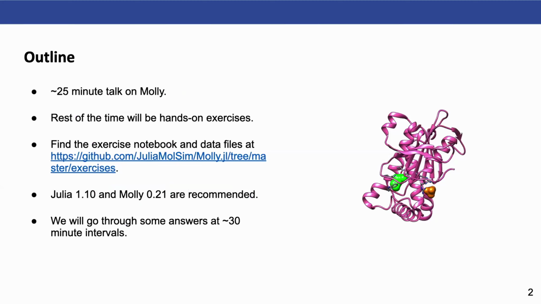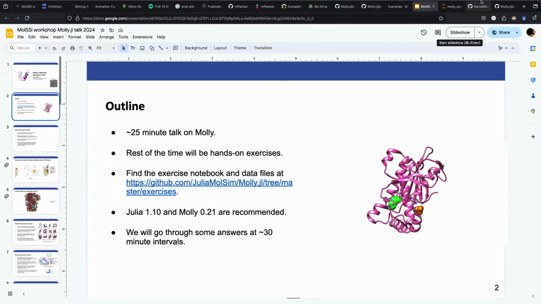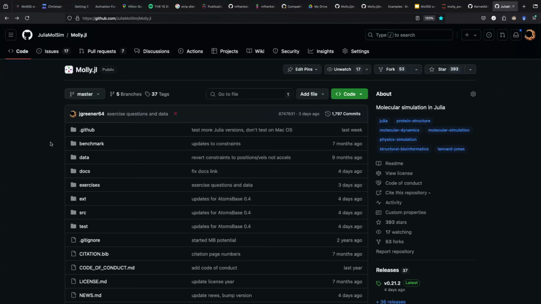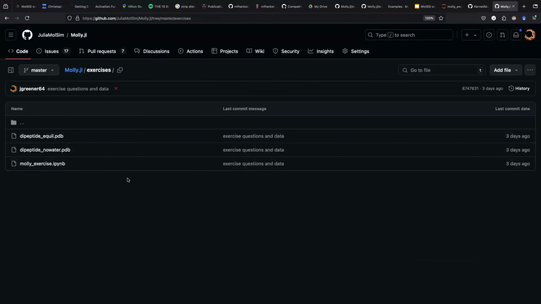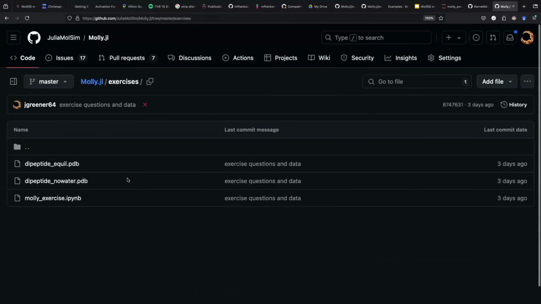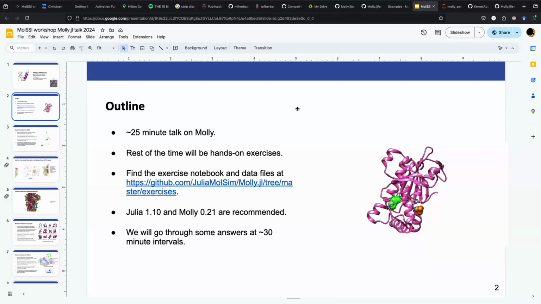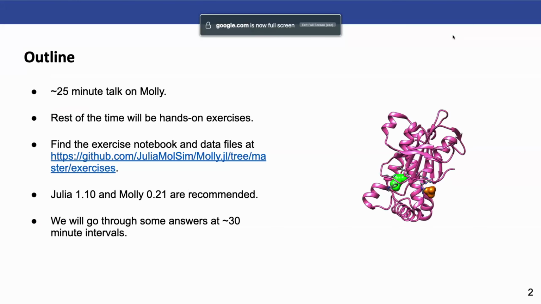You can find the exercise notebook now if you want to have a look or start setting it up. It's on the GitHub. Here's the Molly GitHub page. You should be able to search for that under exercises. It's there, so you'll need the notebook file and 2 data files. If you installed Julia 1.11 yesterday, that's fine, it should work. The notebook was tested on 1.10 as well. And then we'll periodically go through some answers to the questions.